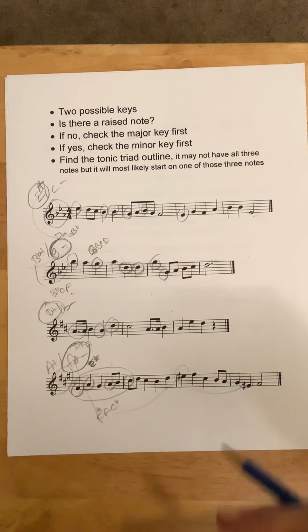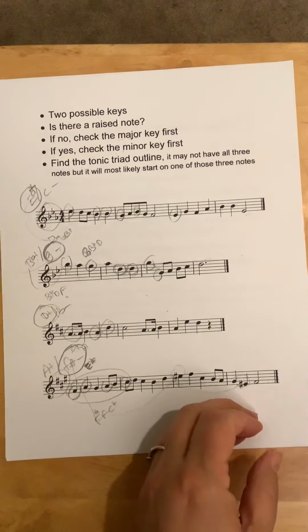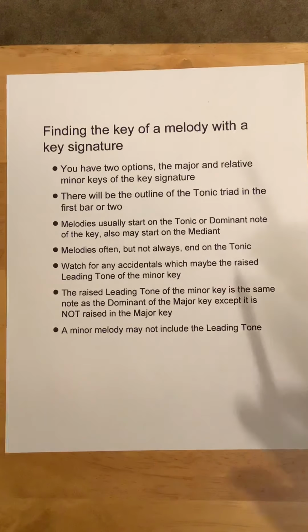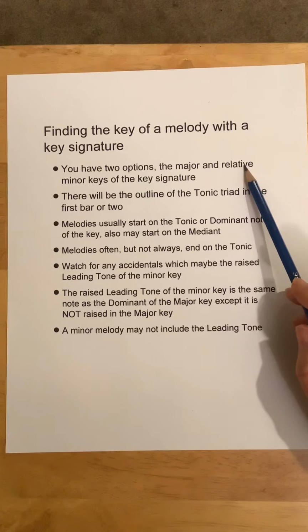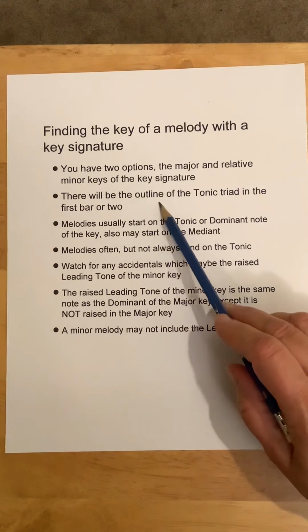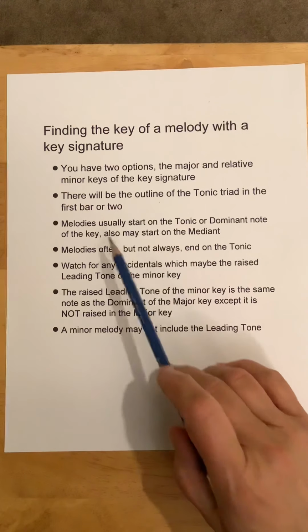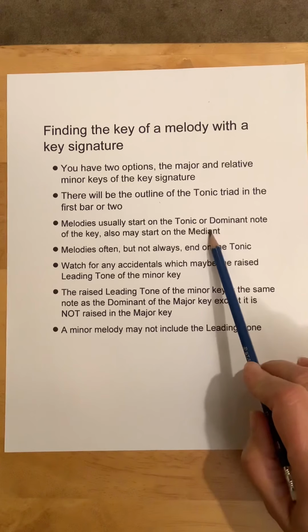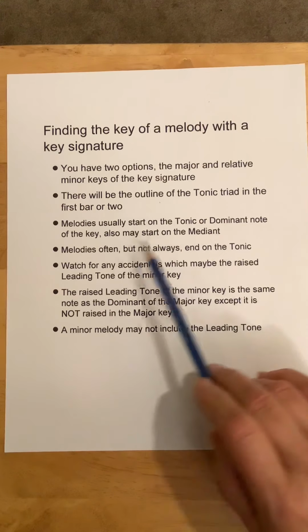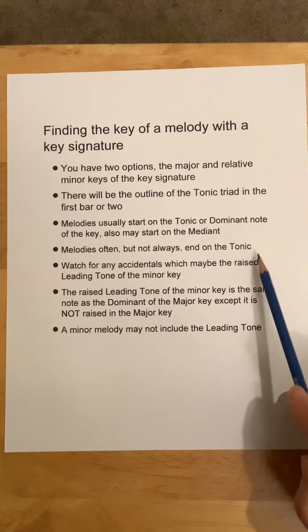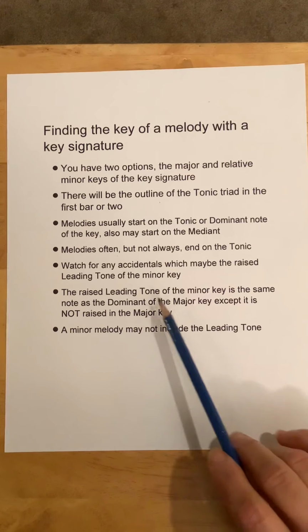Right? So you've got to go through kind of the checklist of how to figure this out. Let's go over those again. You have 2 options, the major or the relative minor of the key signature. There will be an outline of the tonic triad in the first bar or 2. Not at the very end necessarily, but the first bar or 2. Melodies usually start on the tonic, dominant or mediant of the key. Melodies often, but not always, end on the tonic. We didn't go so much about the end note, but be careful about that. It doesn't always end on the tonic.